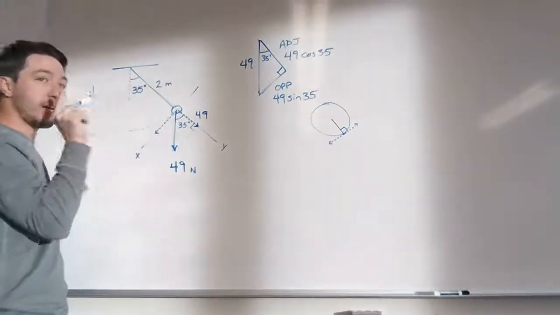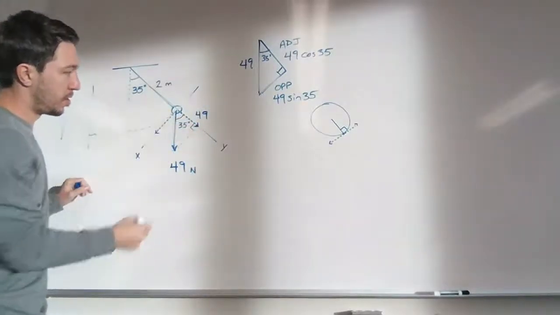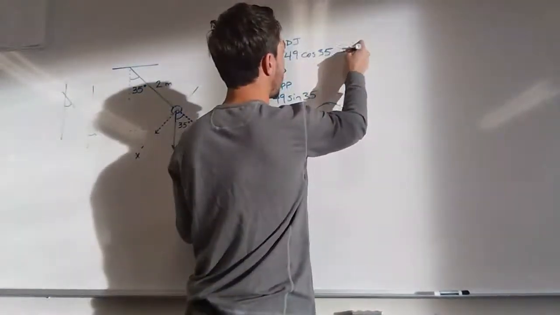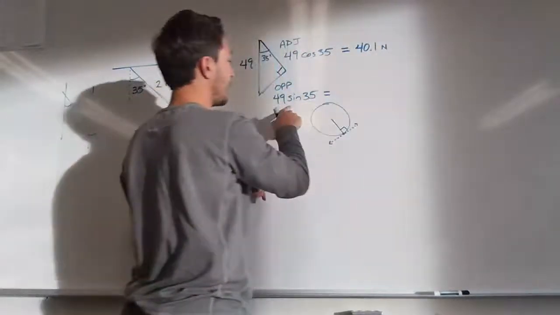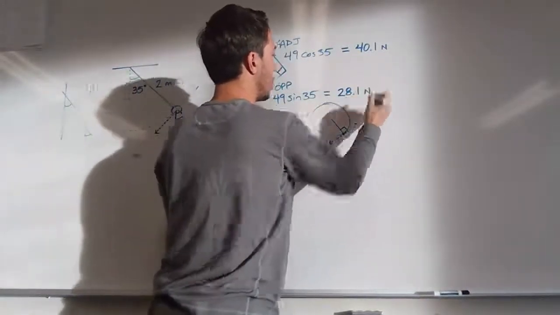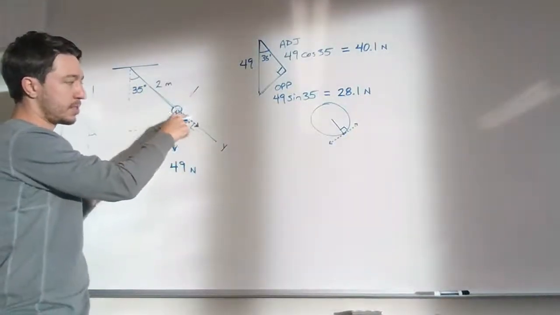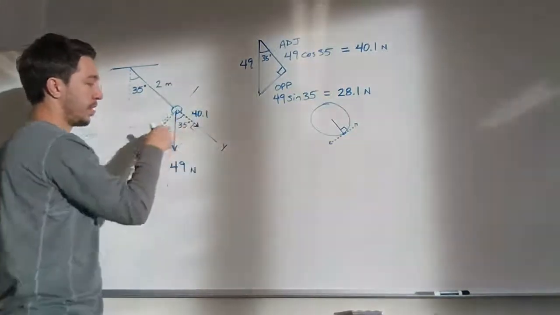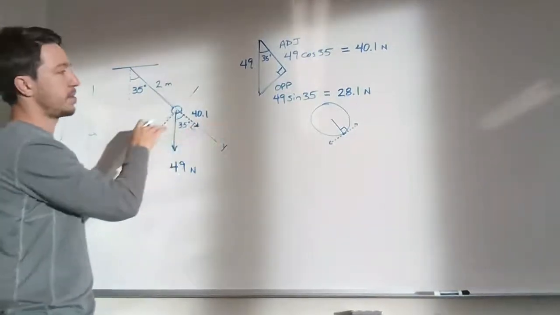Okay, so we know then the size of this vector and the size of this vector. So let's get numbers for that. What's 49 times the cosine of 35? Can someone help me out here? 40.1? Thank you. How about this one? 28.1. Okay. So that means that this vector here is 40.1, and this vector is, oh, I did it backwards. Okay. This is 28.1.